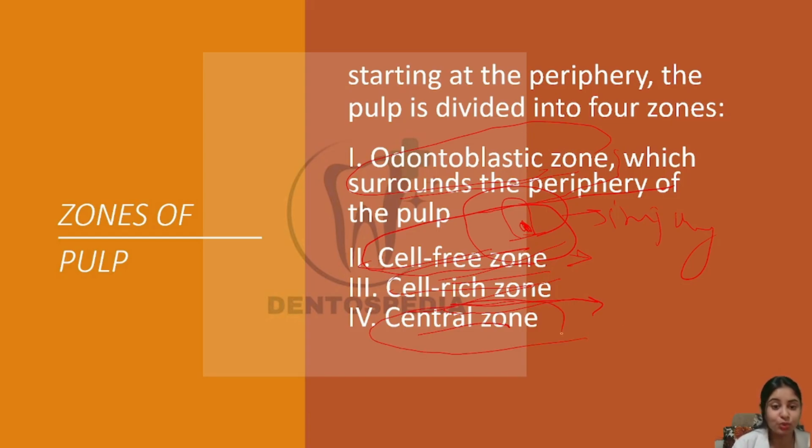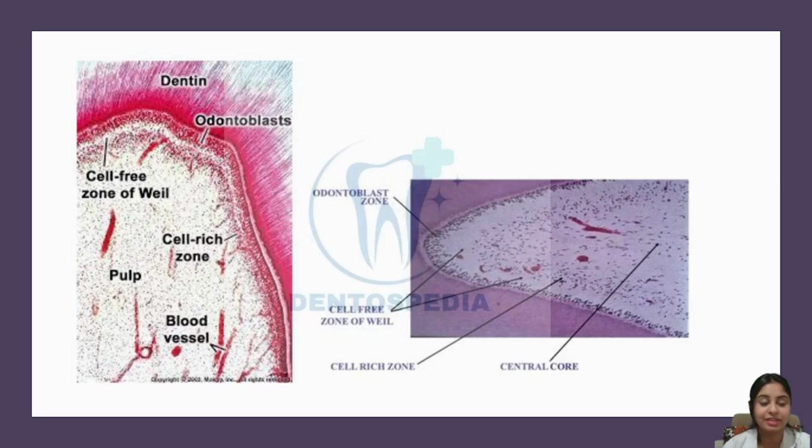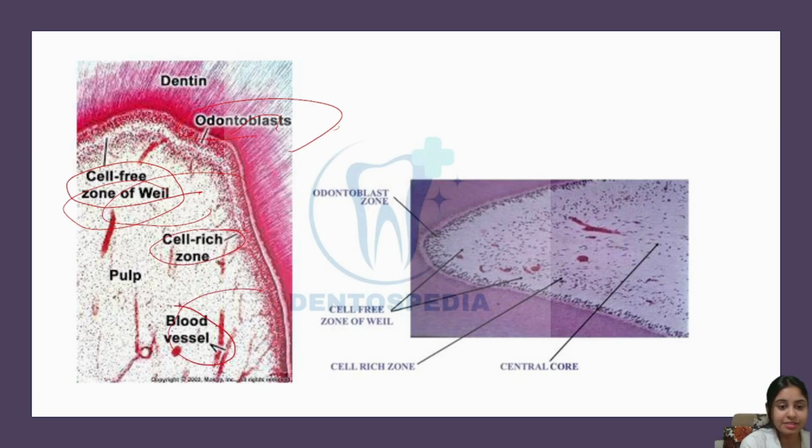While the central zone, which is also known as the pulp core, contains the nerves, blood vessels and lymphatics, and it maintains the vitality of the pulp. So here in the diagram we can see the odontoblastic layer, the cell-free zone, which is also known as the zone of Weil, the cell-rich zone, and this is the central core of the pulp. And this layered organization is what allows the pulp to respond, repair and protect the tooth.